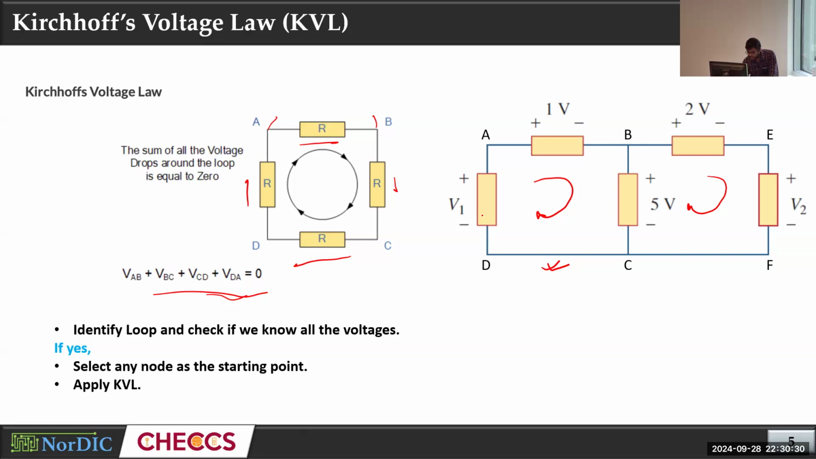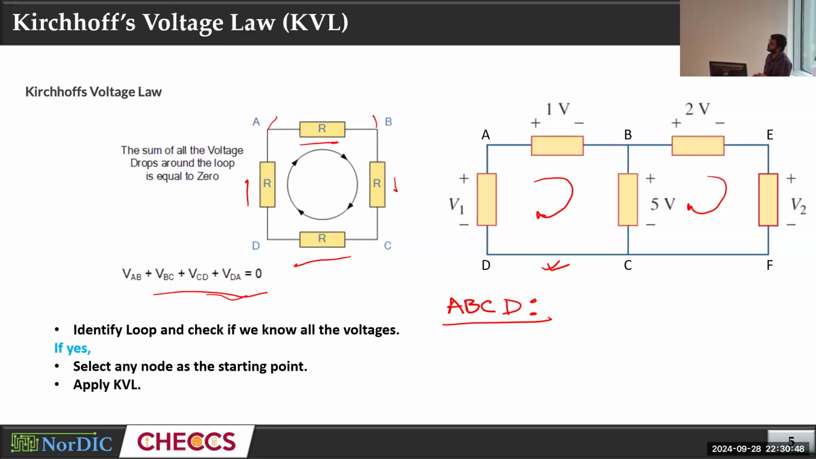Now to apply KVL, or to write this equation, we will always have to select a starting point. We have two loops. First, let's consider this ABCD loop. ABCD. So this loop here.